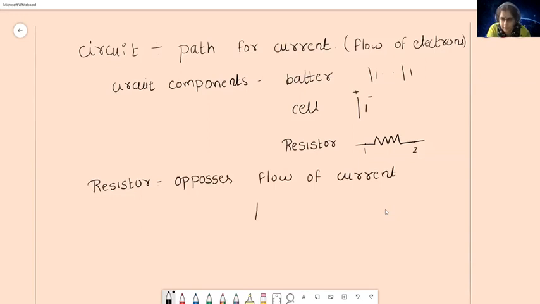Say for example, I have a cell and I connect a resistor to this cell. Then this cell will have some voltage, say 6 volt. This voltage drives a current in the circuit. When this current reaches this resistor, what happens? This resistor tries to oppose the flow of current. So if I have 10 ohm, the opposition is going to be more. The unit for resistor is ohm. If it is some 100 ohm, then the opposition for current is going to be more. So more the resistance value, more will be the opposition to the current.